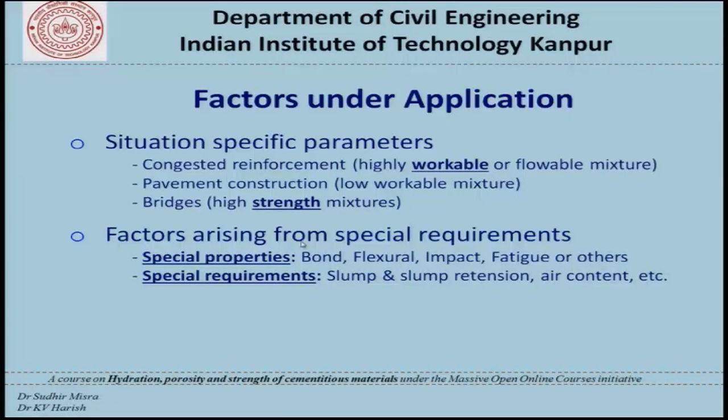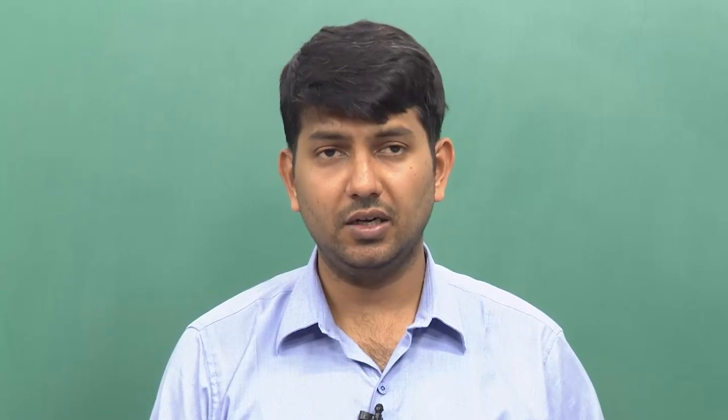Likewise, if you take the fourth point, factors arising from special requirements. For example, for certain applications, we need special properties such as high bond strength, high flexural strength, high impact strength, high fatigue strength, or other strengths. Similarly, there may be special requirements like high slump retention. Slump retention is required particularly when concrete has to be transported over longer distances before placement.